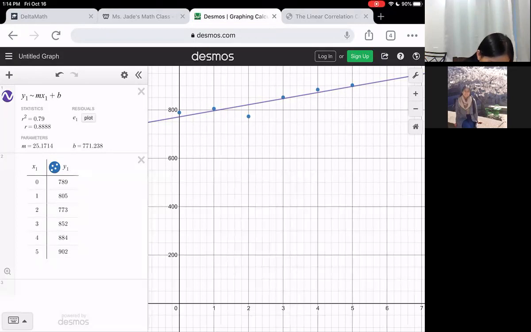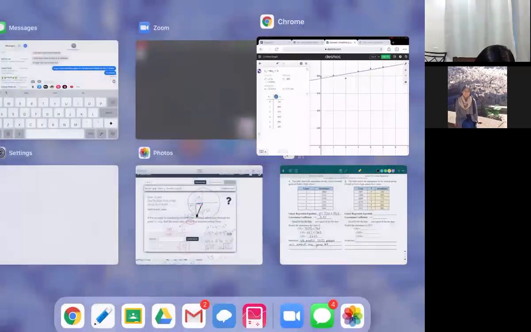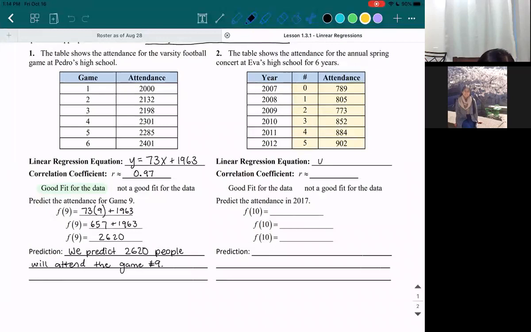Okay, let's go back and put it in our equation, which hopefully you got a chance to write already. Your equation should come out to this. And your R value, we already just read it straight off. It was 0.89. So remember, put it in y equals mx plus b format. So 25x plus 771. Okay, and since our blue dots were close to our purple line, and since our R value is pretty close to 1, we have a good fit for the data.